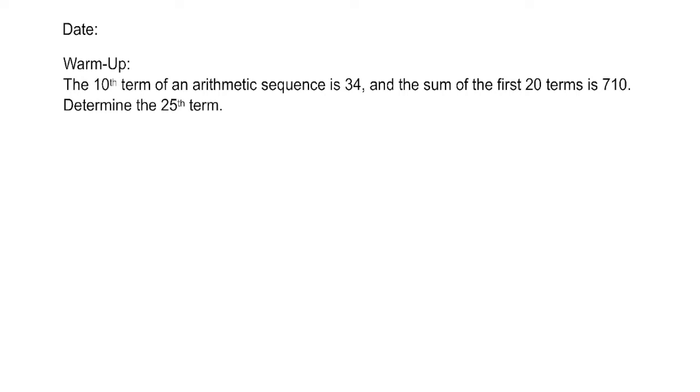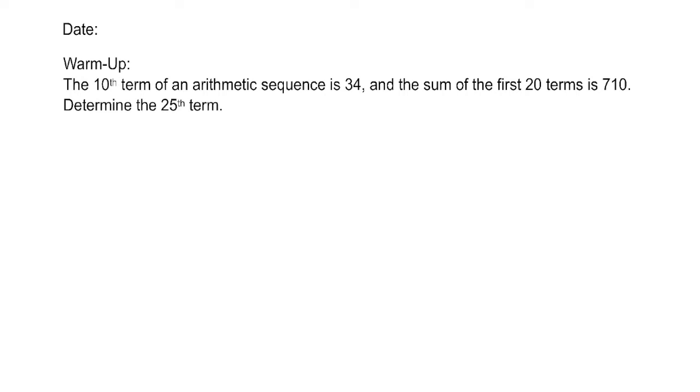Again, remember an arithmetic sequence was a sequence of numbers where there was a constant difference between each of the terms, and an arithmetic series was simply the sum of all the terms of an arithmetic sequence. So in this example, we're given that the 10th term of an arithmetic sequence is 34, and the sum of the first 20 terms is 710. From that information, we want to be able to determine the 25th term.